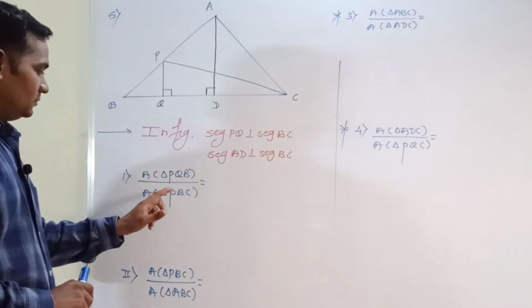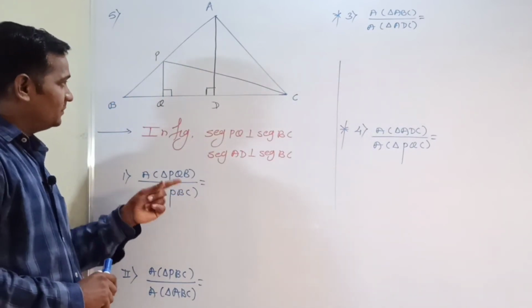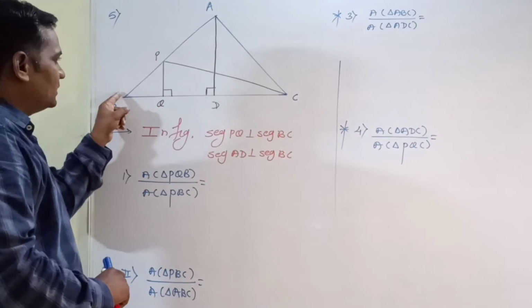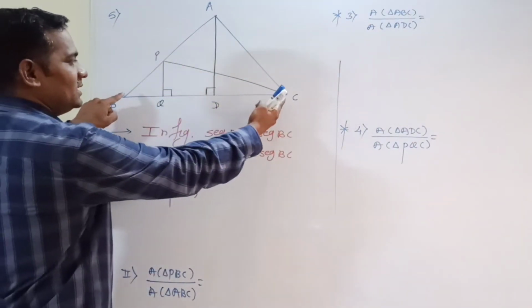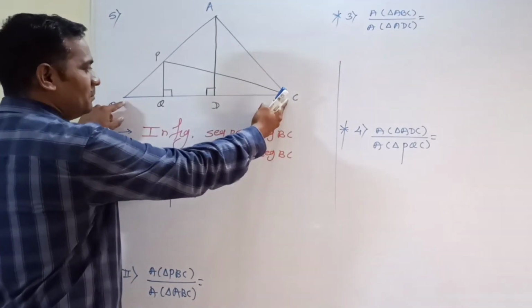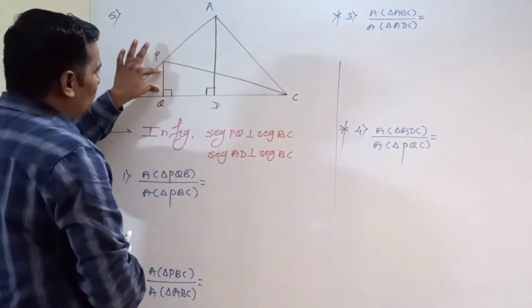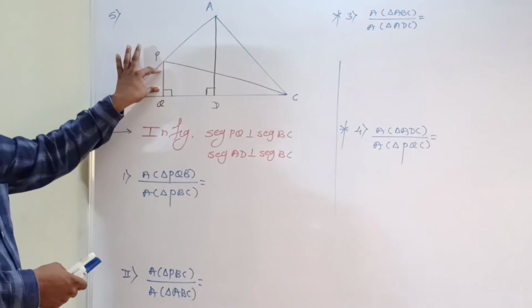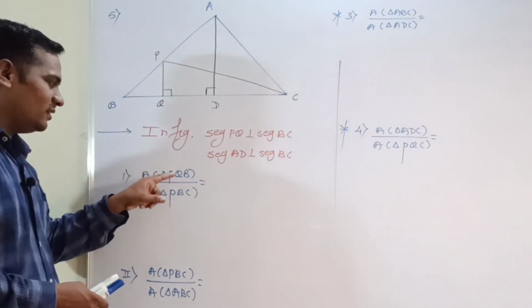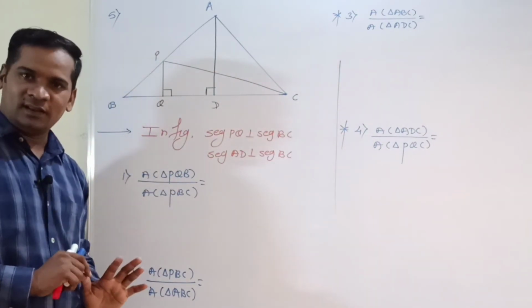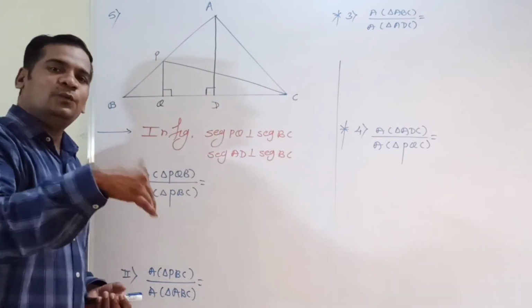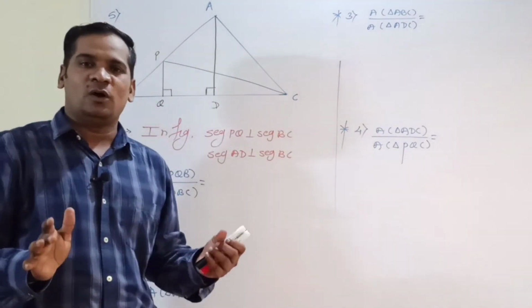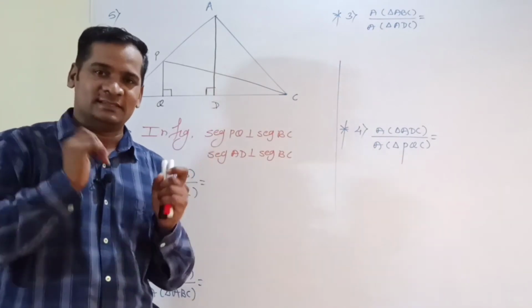In case of a triangle PBC, look at this triangle. BC is the base of the triangle PBC, and again PQ is the height of the triangle PBC. That means in these two triangles height is common or equal. So the ratio of area of these two triangles will be equal to the ratio of their corresponding bases.